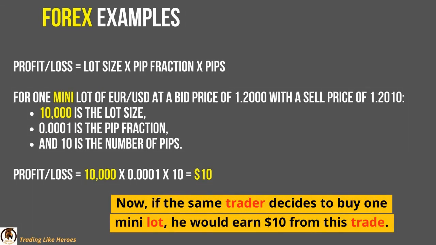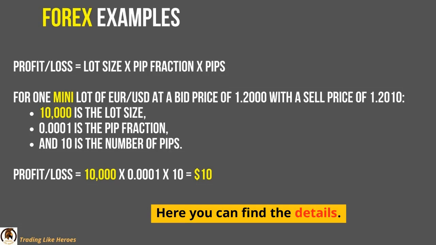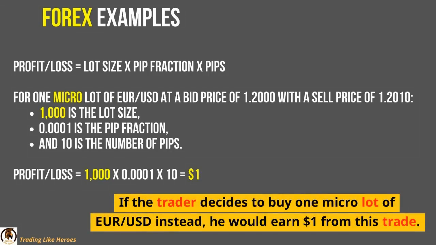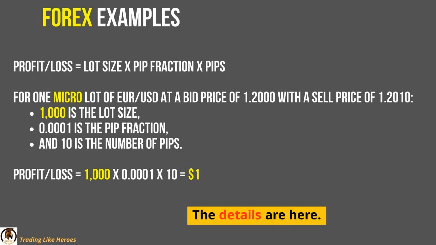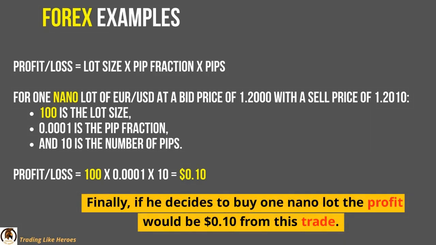Now, if the same trader decides to buy 1 mini lot, he would earn $10 from this trade. Here you can find the details. If the trader decides to buy 1 micro lot of euro to US dollar instead, he would earn $1 from this trade. The details are here. Finally, if he decides to buy 1 nano lot, the profit would be 10 cents from this trade.